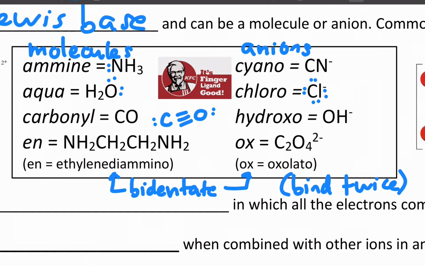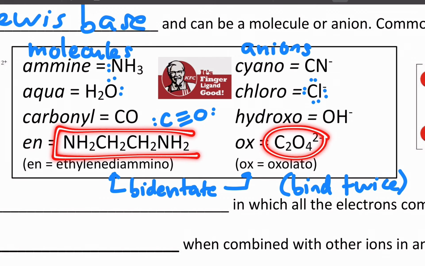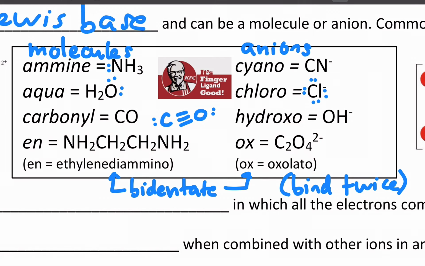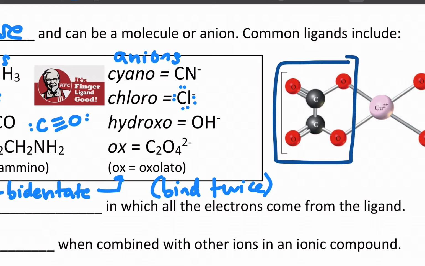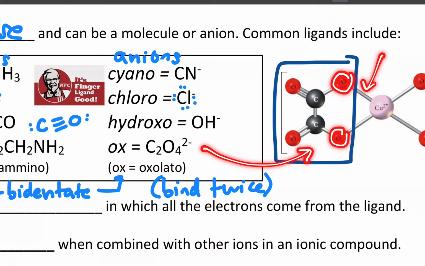And the examples I want you to know are the oxalato ligand and the ethylene diamine ligand. And there's a picture of what each one looks like where we have the ligand, and here is the oxalato ligand. And if you look, that just is an oxalate anion. And both oxygens that have negative charges are forming covalent bonds with the copper.